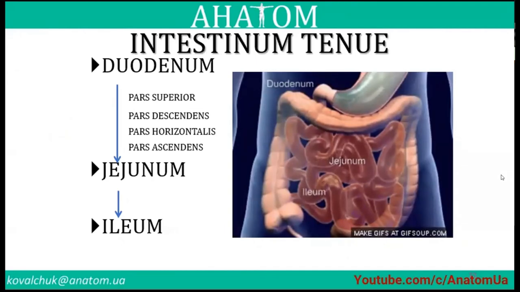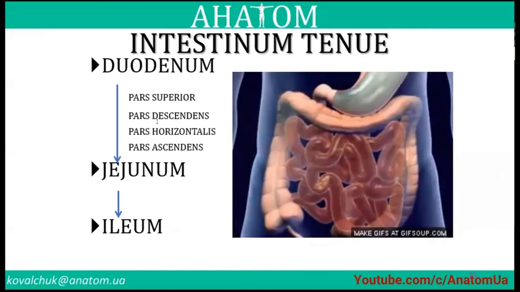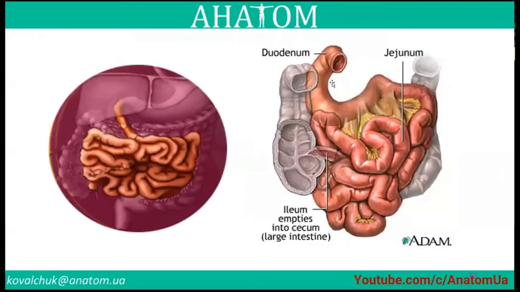What does it mean? This part connects with the head of the pancreas. These are the four parts of the duodenum, very important for understanding some digestive processes: superior, descending, horizontal, and ascending. And only in the descending part connect the bile ducts and the pancreatic ducts.